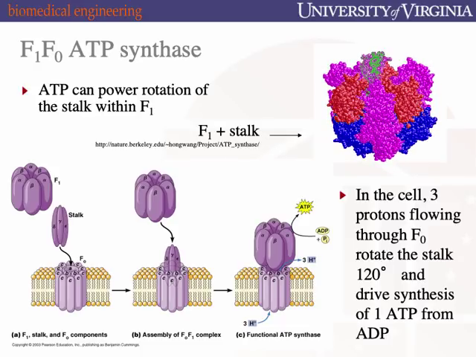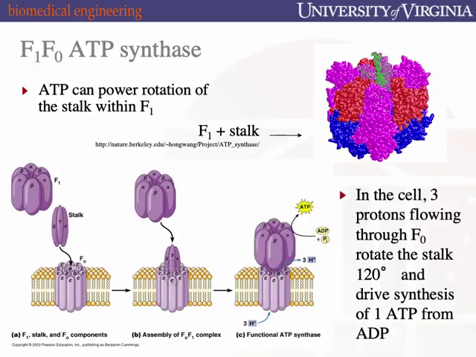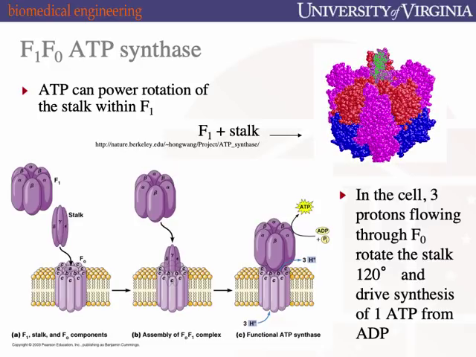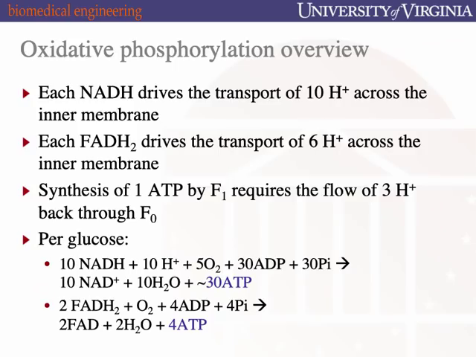Therefore, if you do a 360-degree rotation, that is 10 protons down the gradient and 3 ATP molecules synthesized. So let's do a couple of numbers here, just to review what I already told you. 10 protons per NADH, 6 protons per FADH2, if they're used to their full capacity, and 3 of them get used up going back down the gradient to synthesize an ATP.